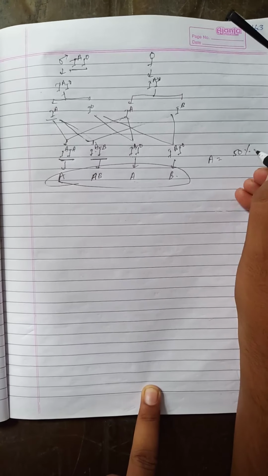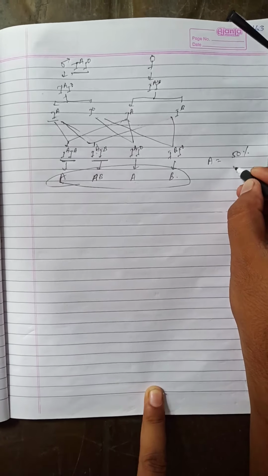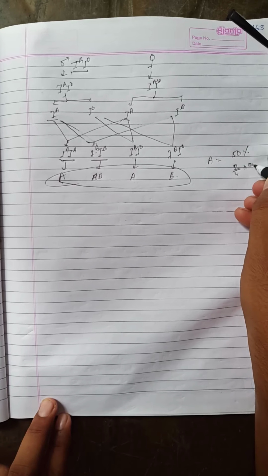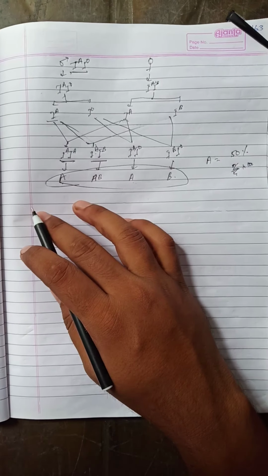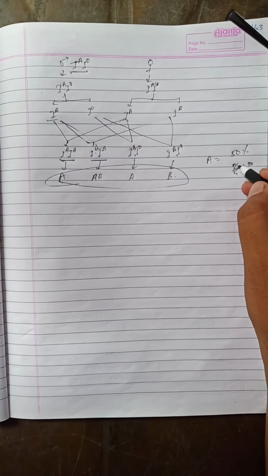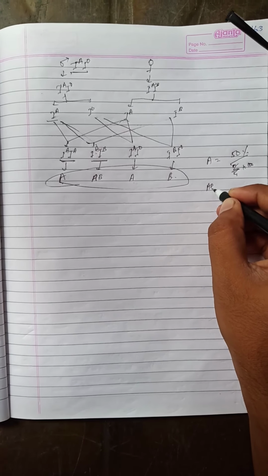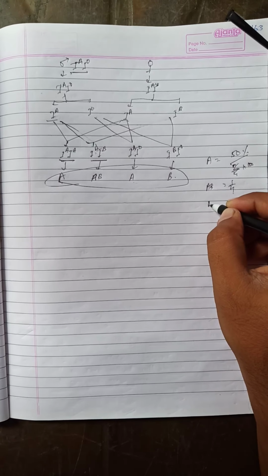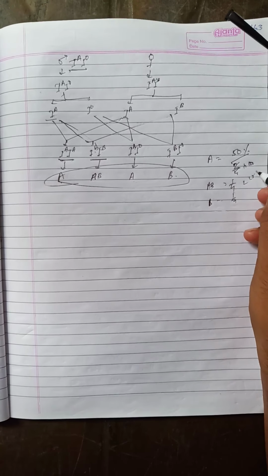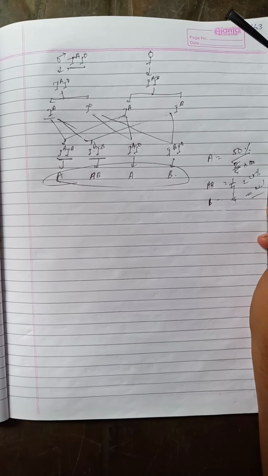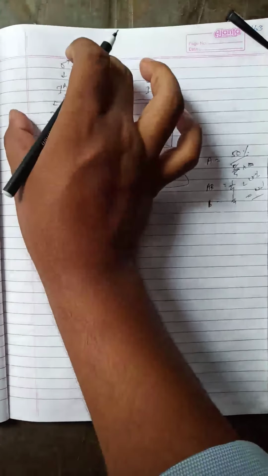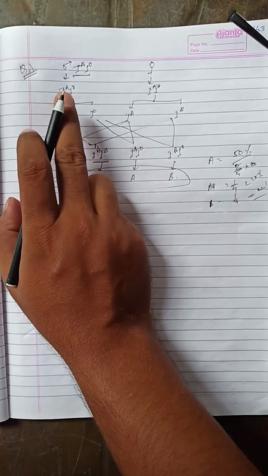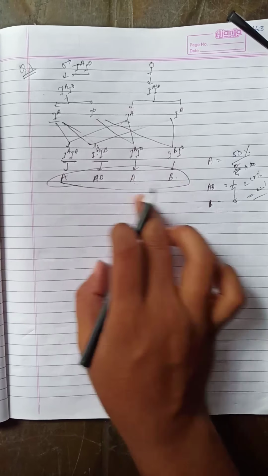The percentage for blood group A is 50%, because 2 out of 4 are blood group A. That's why it shows 50%, and AB is 25% because it is 1 out of 4, and blood group B is also 1 out of 4, which means it is also 25%. Is it clear? This is question number 1. For the heterozygous condition of male and female, this will be the product.